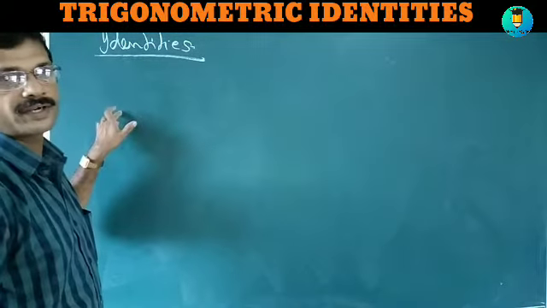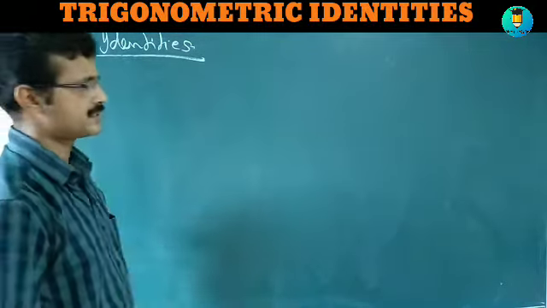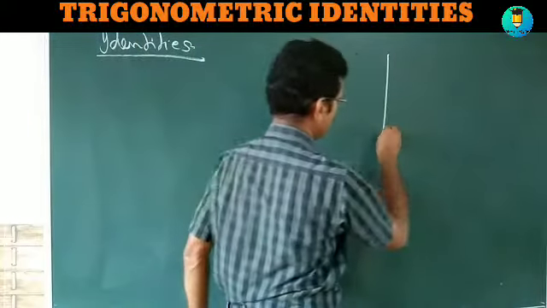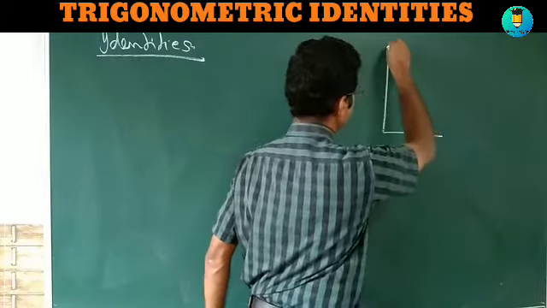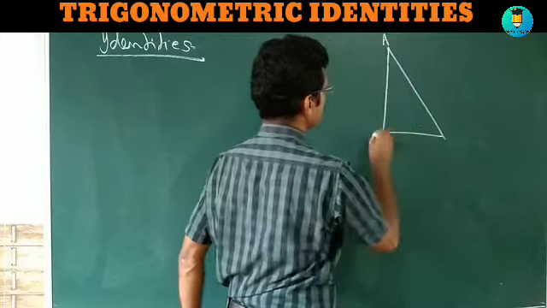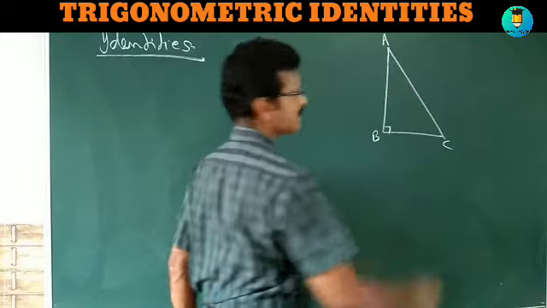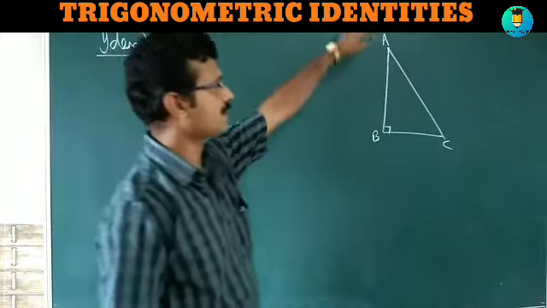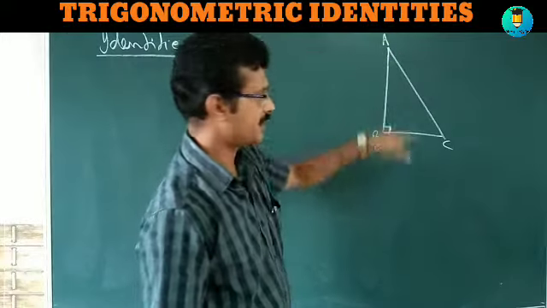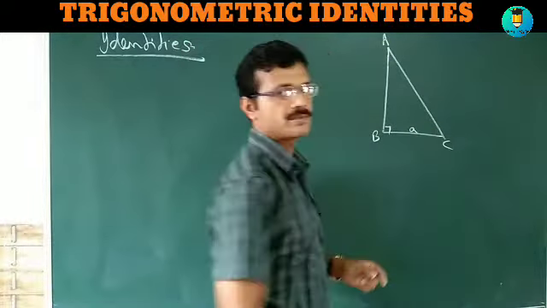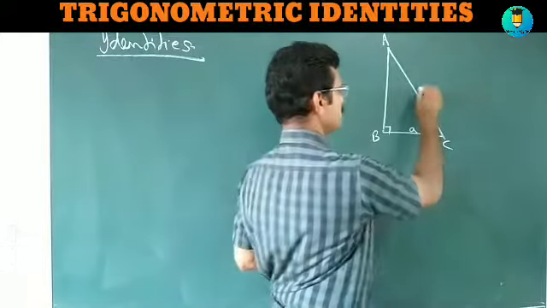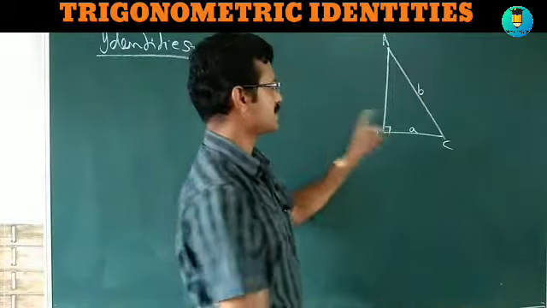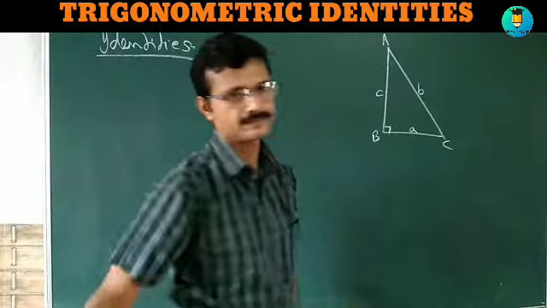Identities. So there are three sets of identities. I am going to say the first identity, first set. See a triangle, right angle triangle, I am drawing it. Let it be A, B, C. I am using the normal conventions. I said this capital A, naturally this will be small a. This is capital B, so this will be small b. This is C, so this side will be C.